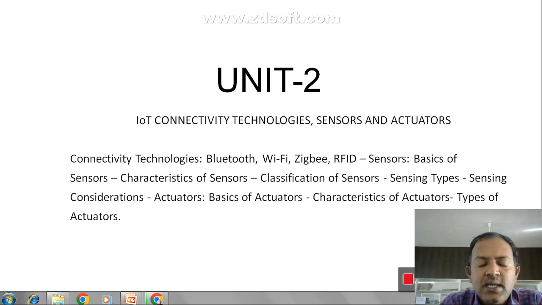So in this unit we are going to see what the connectivity technologies and what the sensors are that we are using, what their characteristics, classifications and types are, and then the same for actuators: what the types, characteristics and examples are. All of this we are going to discuss in this unit 2.